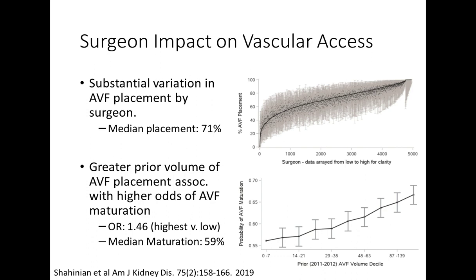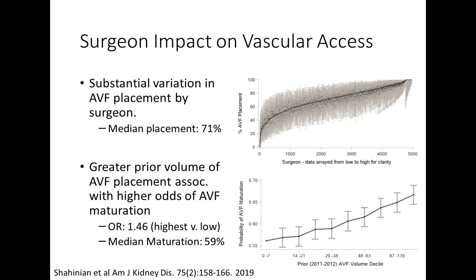I do want to take a minute and highlight the importance of collaborating with a good surgeon for access placement. There is substantial variation in the proportion of fistula created by surgeons as seen in the top graph. Overall, the median fistula placement rate of surgeons across the country is 71%. But there's some surgeons that have a much lower percentage on the left-hand side of that top graph, and there's some surgeons that have a much higher percentage on the right-hand side of that top graph. Not surprisingly, the more fistula that a surgeon places, the more likely they are to mature. And that's the bottom graph, where surgeons who place the most number of fistula have AVF that are almost 50% more likely to mature than those surgeons who place the least number of AVF.